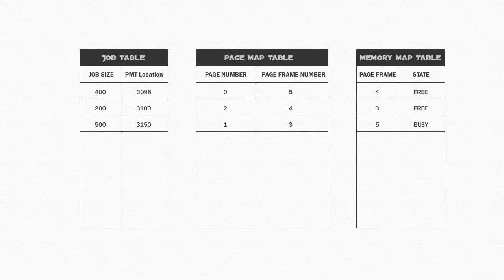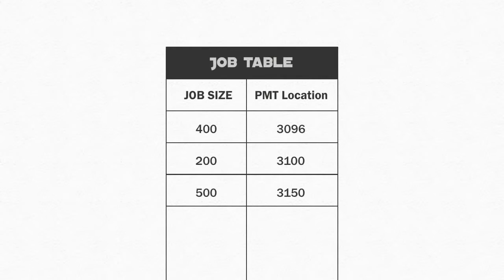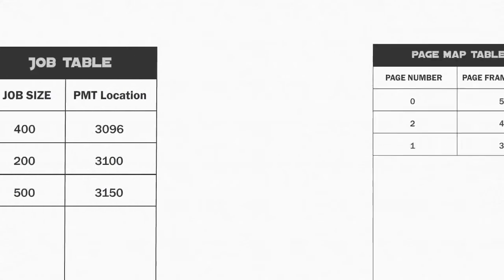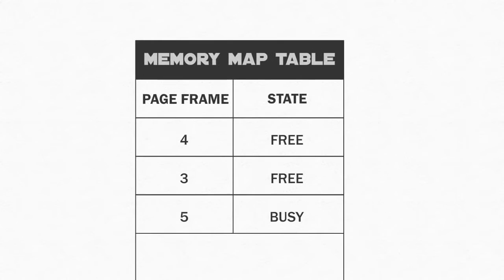Through the use of 3 tables stored in the part of the main memory, we can keep an eye on locations of various jobs. The job table is a dynamic list that contains 2 values, the size of the job and the page map table location of that job. The page map table contains important information for each of the pages, the page number and its corresponding page frame memory address. Finally, the memory map table has 1 entry for each page frame, listing both its location and a status informing whether it is in a busy or free state.